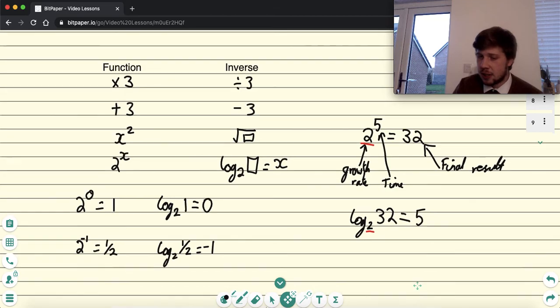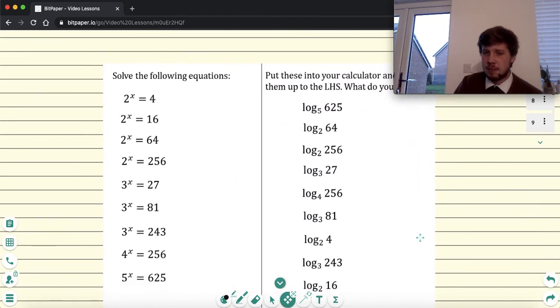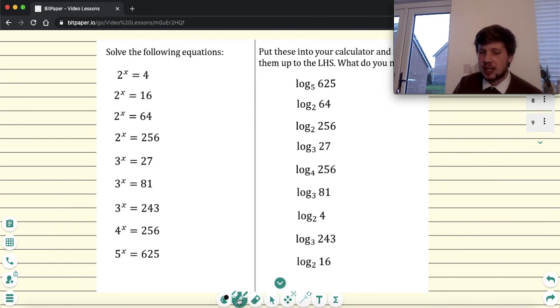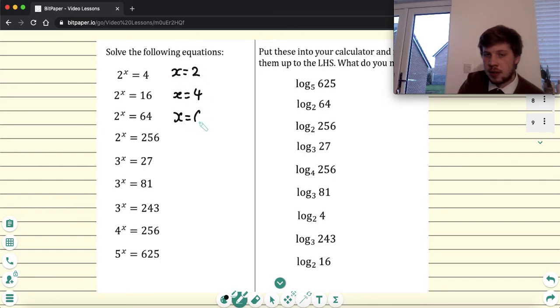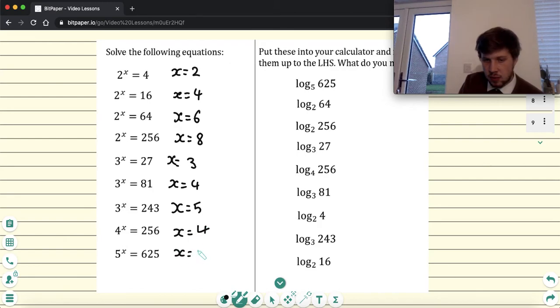So what I'd like us to think about is how we could match up these equations. So the first thing I'd like you to do is pause the video now and find out the value of x for each of these scenarios. And when you've done that, you should get x equals 2, 4, 6, 8, and then 3 cubed is 27, 3 to the power 4, and 3 to the power 5. This is 4 cubed is 64, 4 to the power of 4, and this is 5 to the power of 4.